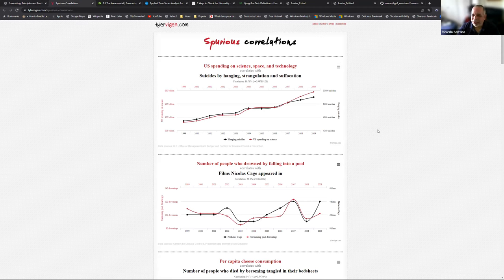So spurious correlations means that there are two phenomena that can be highly correlated, but you know by your expertise, by your acquired knowledge, your wisdom, that those things are totally unrelated. But in the correlation formula, they behave as highly correlated. Okay, so let's see a couple of examples.